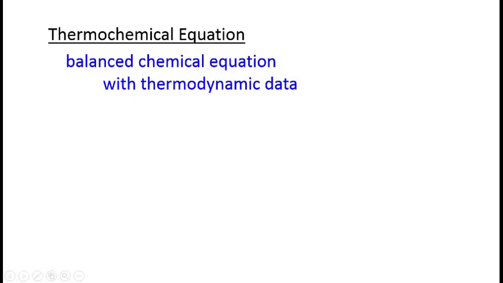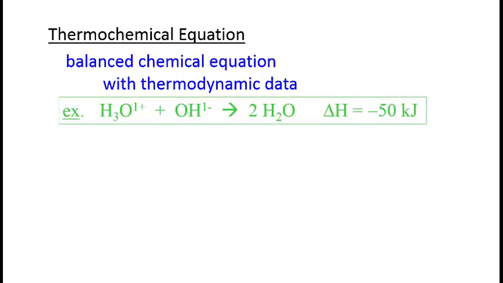We are often presented with what is called a thermochemical equation. This is simply a balanced chemical equation with a piece of thermodynamic data. For example, here is a balanced equation for combining 1 mole of hydronium ions with 1 mole of hydroxide ions to form 2 moles of water. The thermochemical equation tells us that delta H for this process is negative 50 kilojoules.